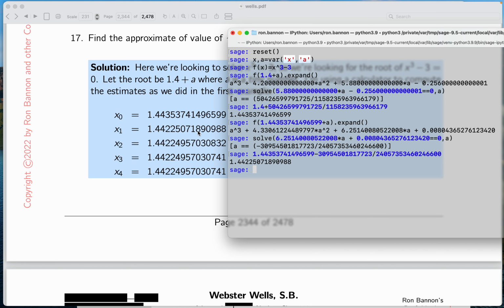Let me type this in, though. I'm going to type in 3 to the 1/3. And there's a point to this: it doesn't do it for me. I have to force it to do it. So I'll just say 3.0 to the 1/3. And I get a number, right? Are we getting the same number that Wells's technique leads us to?